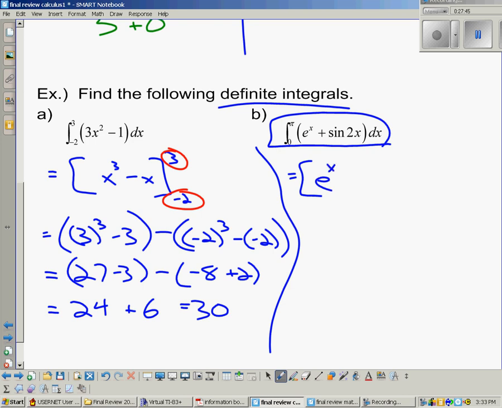That'll give us e to the x. All right, now the integral of sine is negative cosine. I'm going to need negative cosine of 2x. I'm going to need a half out front, from 0 to pi. Okay, again, you can double check that with differentiation to make sure it's the right integral.